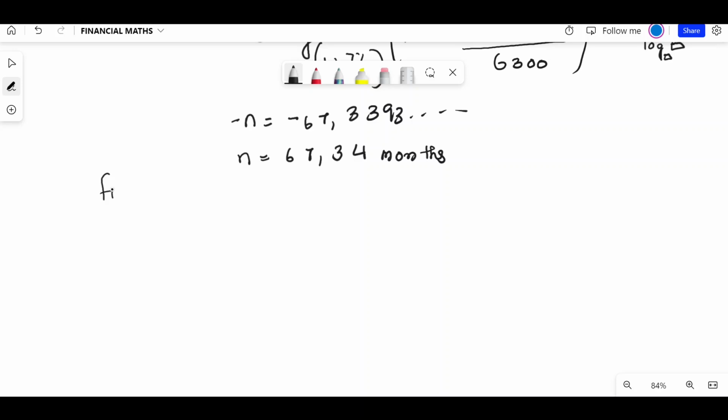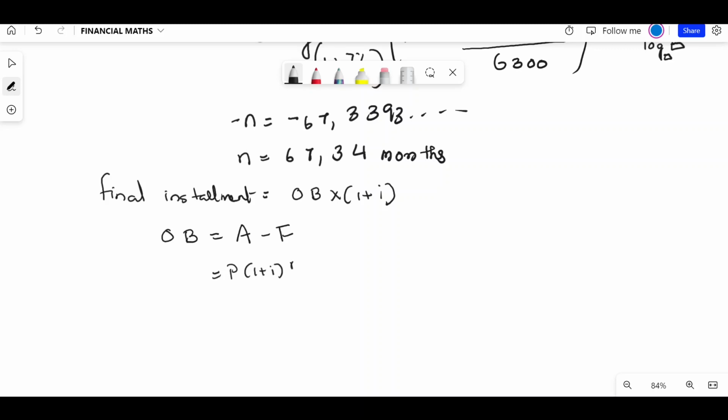Final installment equal to outstanding balance multiplied by 1 plus 1 month interest rate. So that means you must first find the outstanding balance. We found it in the last session. The formula is A minus F, which is P times (1 plus i) to the power n minus X times ((1 plus i) to the power n minus 1) over i.